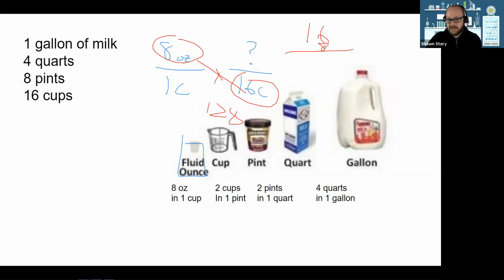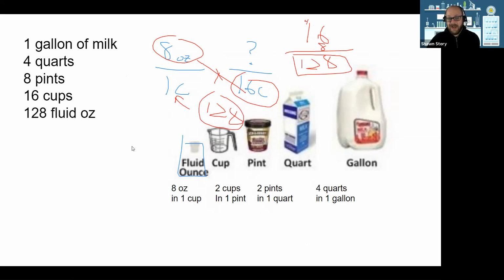So I'd go 8 times 16. 8 times 6 is 48. Carry the 4 over here. 8 times 1 is 8. 9, 10, 11, 12. 128. I agree. 128 divided by 1 is going to be the same thing. So we have 128 fluid ounces in a gallon.